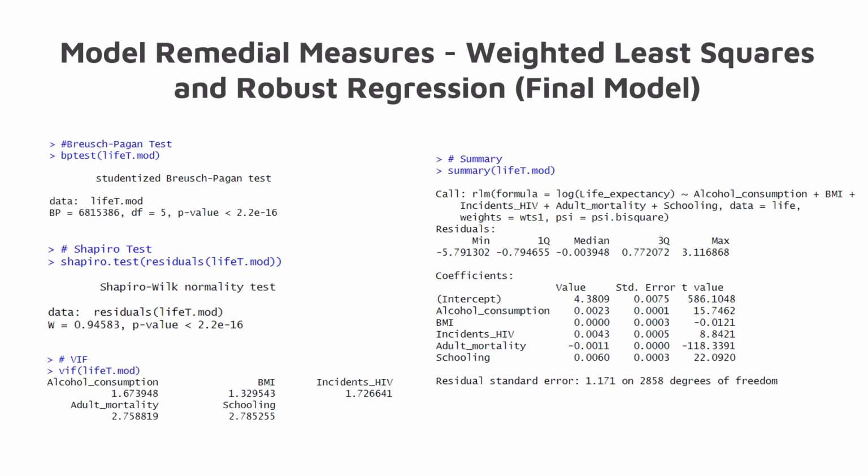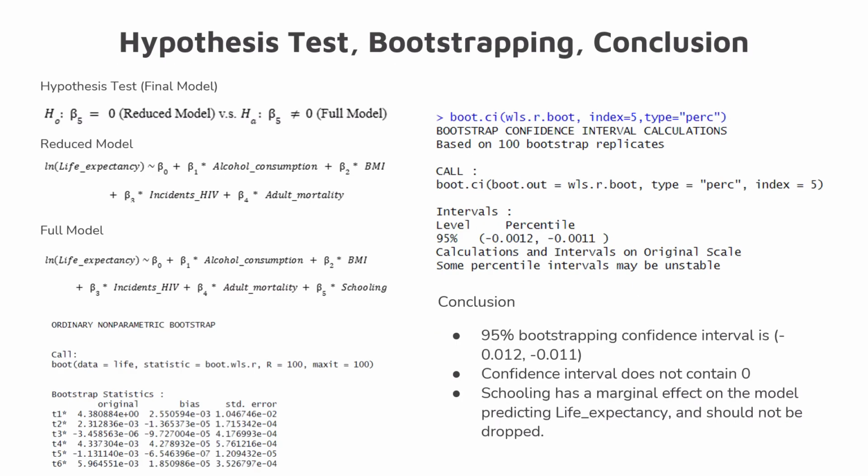We now can perform the hypothesis test. Since we performed the remedial measures of weighted least squares and robust regression on our model, we have to utilize bootstrapping to calculate the 95% bootstrapping confidence interval for the predictor variable schooling. This confidence interval is negative 0.012 to negative 0.011. Since this confidence interval does not contain 0, this indicates that schooling is a significant predictor within our MLR model. Therefore, we can conclude that schooling has a marginal effect on the model predicting life expectancy and should not be dropped.